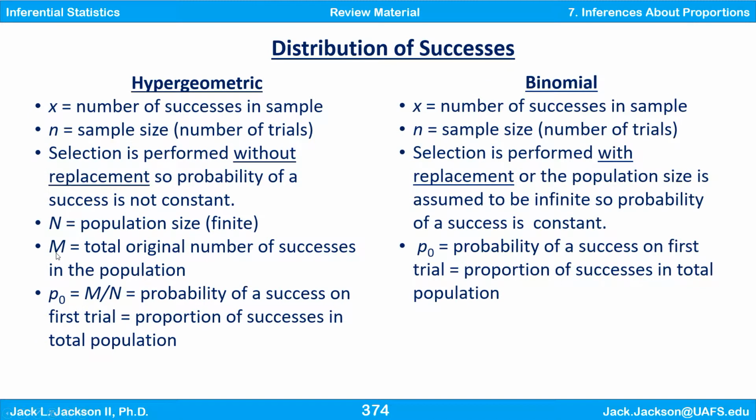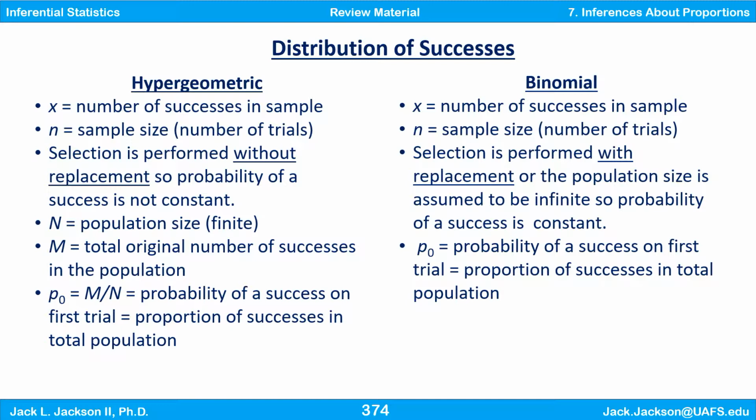Now remember, in both cases, a hypergeometric and binomial distribution, x is going to count the number of successes in the sample. Little n is the sample size or number of trials in both cases. The difference is, in a hypergeometric, selection is performed without replacement, so probability of success is not a constant. Selection is performed with replacement in a binomial, or we can consider the population size to be infinite or so large that the probability of success is either constant or we can pretend it's constant.